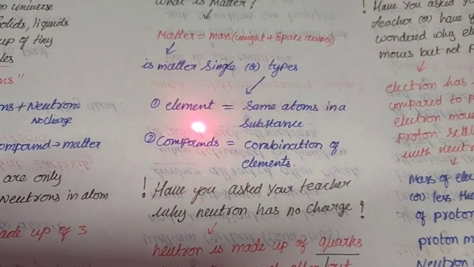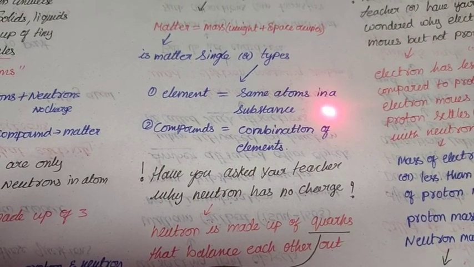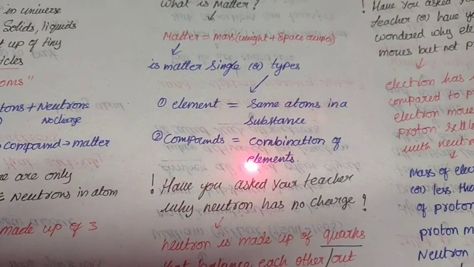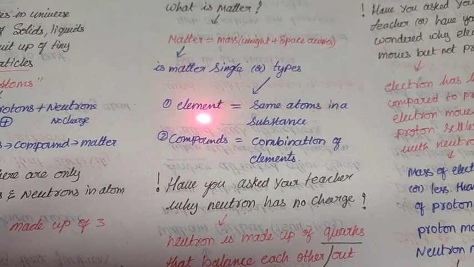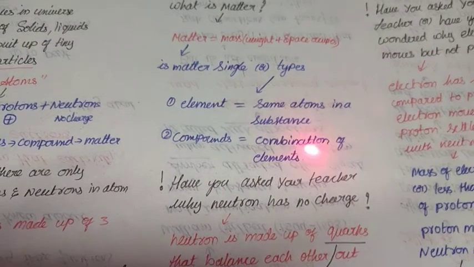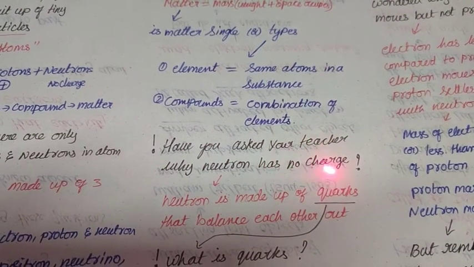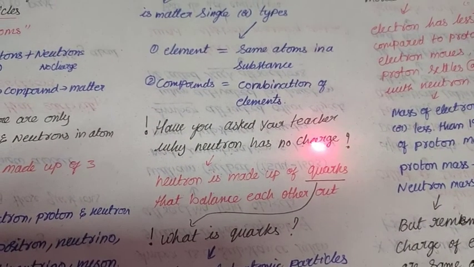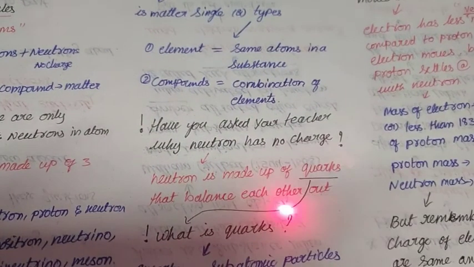So think again. What is an element? The same atoms in a substance are called an element. A combination of elements is called a compound. Okay, let's repeat. The same atoms in a substance are called elements. A combination of elements is called compounds. Have you asked your teacher why a neutron has no charge? If not, let's. A neutron is made up of quarks that balance each other.